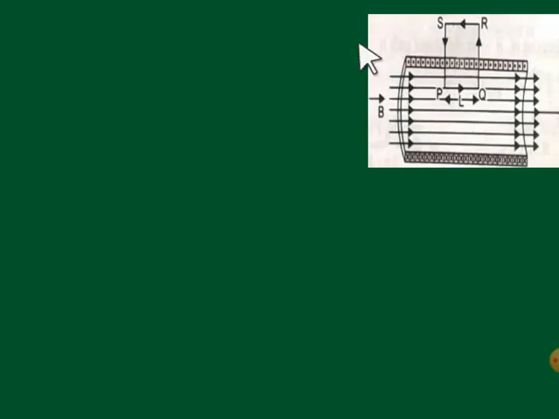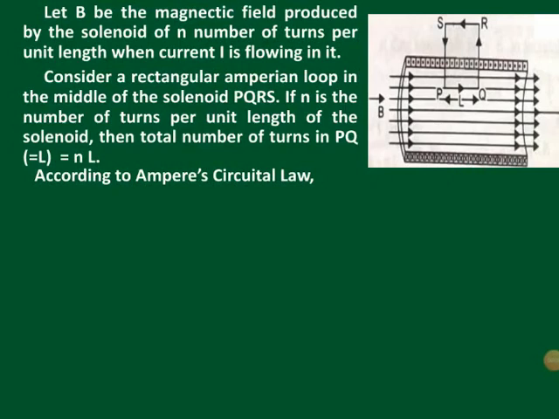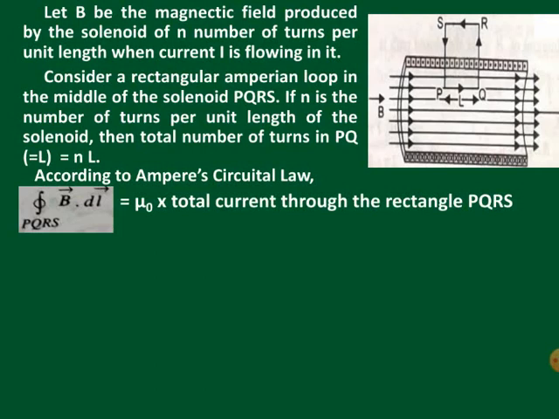Now the same diagram that I have told you. Let's take it that B, capital B, is the magnetic field produced by the solenoid having small n turns per unit length. By applying Ampere's circuital law, the line integral of B dot dl over this rectangular loop PQRS will be equal to mu naught times the total current through the rectangular loop PQRS.